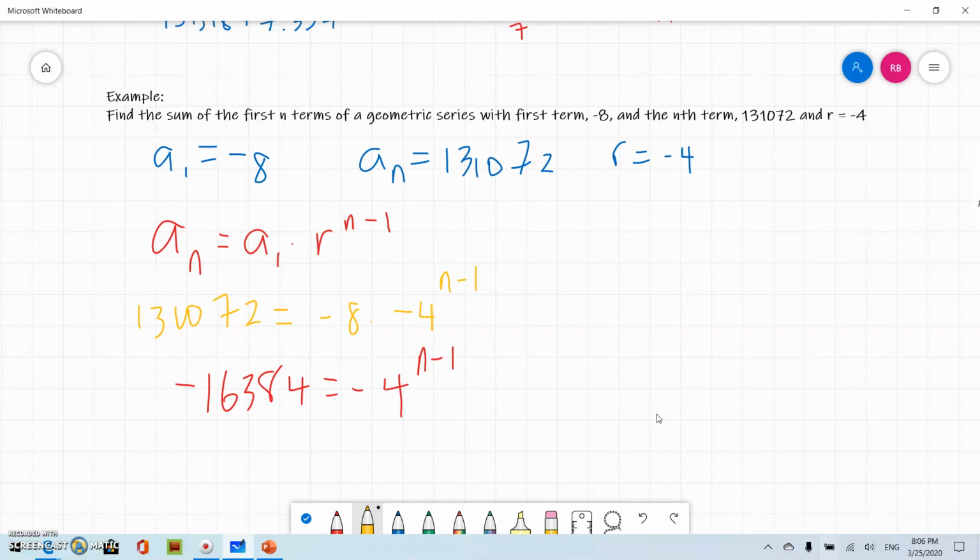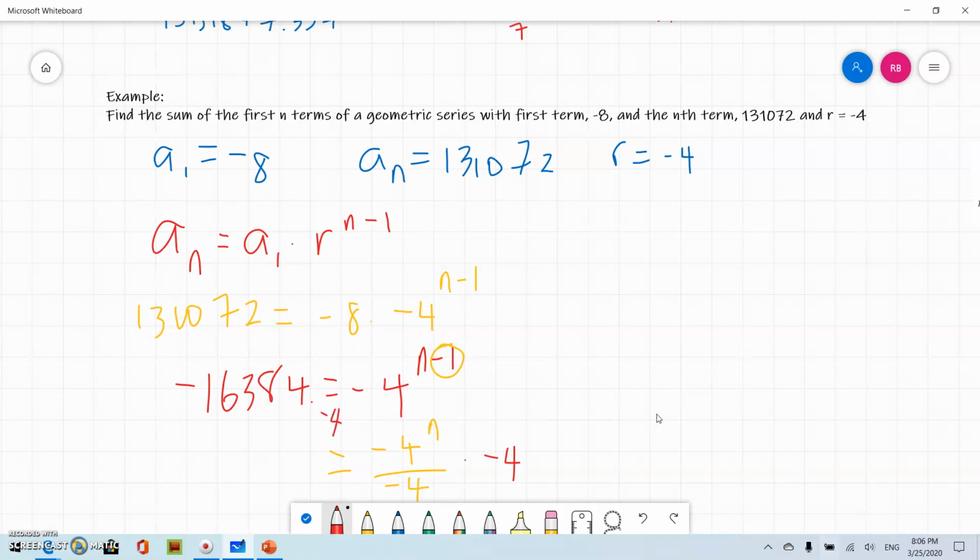Do you remember how in a log expression, you can't have a negative? So I'm going to change it to positive by multiplying. No, actually, this is what I'm going to do. This minus 1, if you remember from yesterday's lesson, it also meant negative 4 to the n power over negative 4. Right? Because with the negative, you subtract the power whenever you're dividing. So then I can multiply both sides by negative 4. So I'm going to do that.